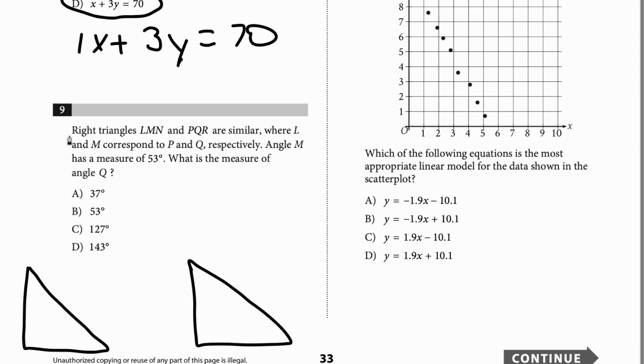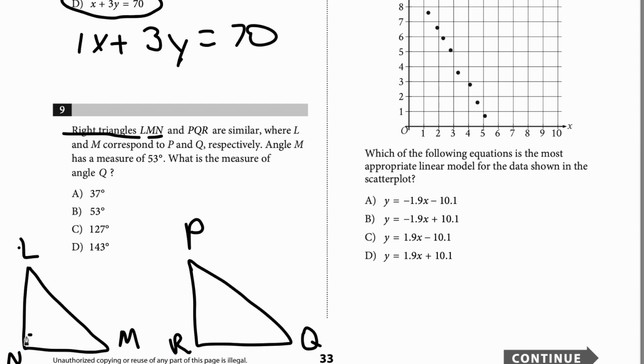It's important to note that both these triangles are right triangles. So we do L, M, and N, and in the same order we have to draw and label P, Q, and R. Since they're similar, angle P would correspond to angle L, angle N will correspond to angle R, and angle M would correspond to angle Q.